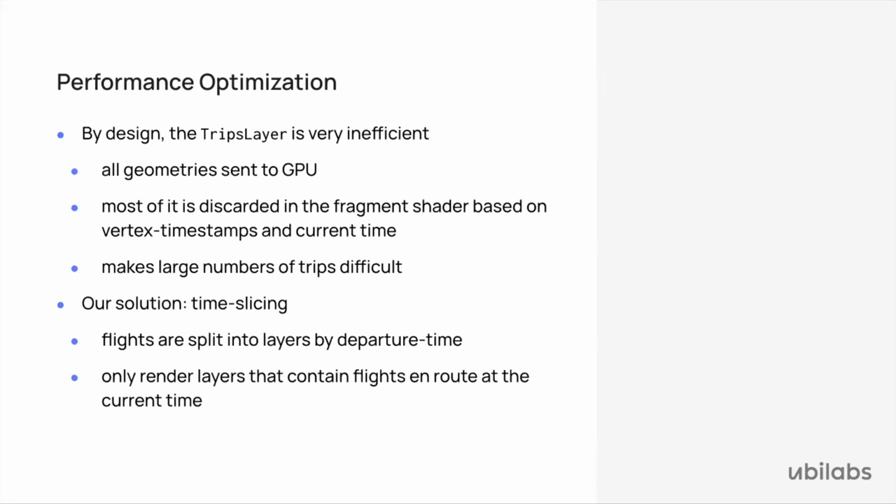Now, the trips layer is extremely inefficient by design. So how the trips layer works is it generates all the geometry for the whole arc, and this could be hundreds of triangles already. And then in the rasterizer, so in the fragment shader, it will discard most of it. So it will only actually render the few pixels where the current time matches the timestamp in the attributes.